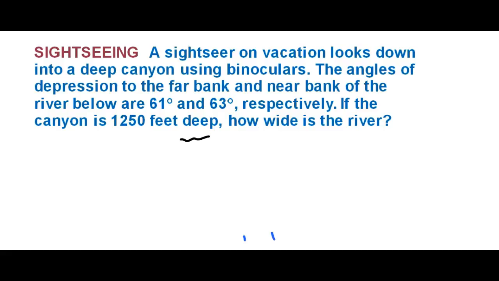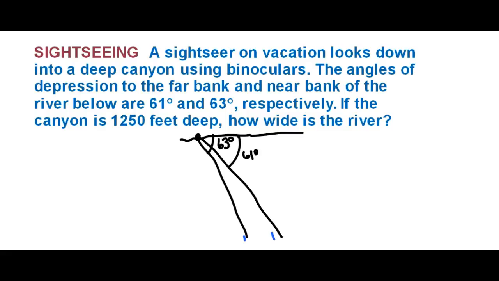So what they mean by angle of depression is, if we have a horizontal line up here, how far below that horizontal line does the angle go? So if the sightseer is up here somewhere, they're looking down at the near side and seeing a 63-degree angle of depression. And then they're looking at the far side and seeing something like a 61-degree angle of depression. So what we can essentially do is make a right triangle out of both of these.